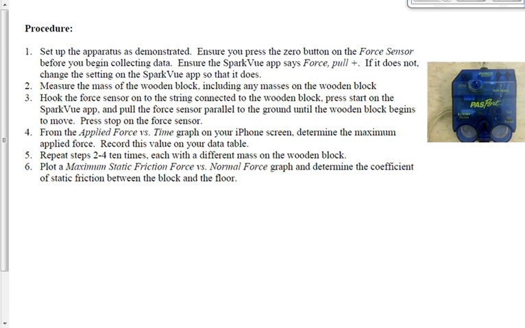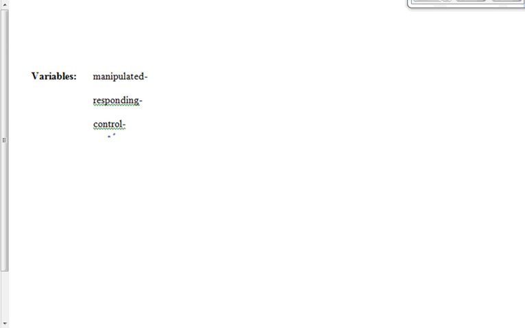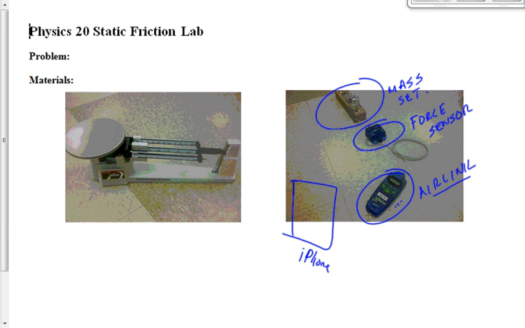The procedure you have written down in front of you, we'll talk about it in a little bit more detail here right now. It's the exact same thing as you see up on the board. So you're going to set up the apparatus as you saw in this diagram in the materials here. Okay, your force sensor is connected to the string, which is connected to the mass set, and then of course your force sensor is connected to the air link.